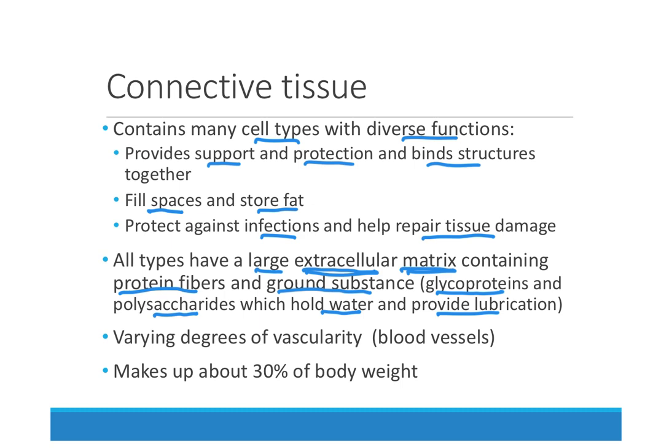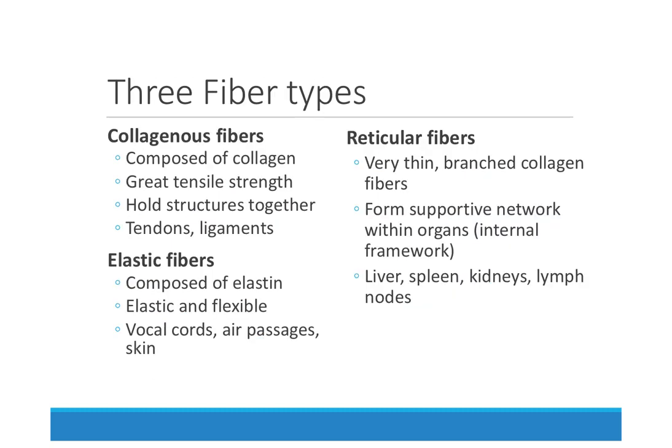Connective tissue has varying degrees of vascularity, the amount of blood vessels. Most connective tissue is low in vascularity, not a lot of blood vessels, but certain ones are quite high. And overall, connective tissue makes up about 30% of your body weight. So it's really pretty important because it's taking up a third of your body weight.